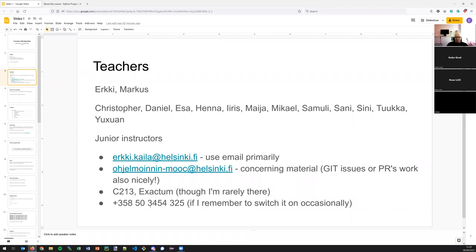And the same applies to my phone number. I do have a phone, but because I don't really use it, it's switched off most of the time. So email and Discord work really well if you want to talk to me as quickly as possible.